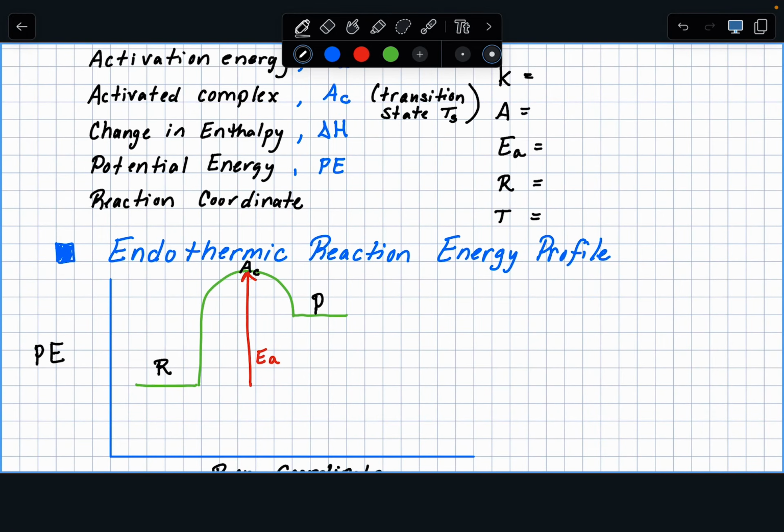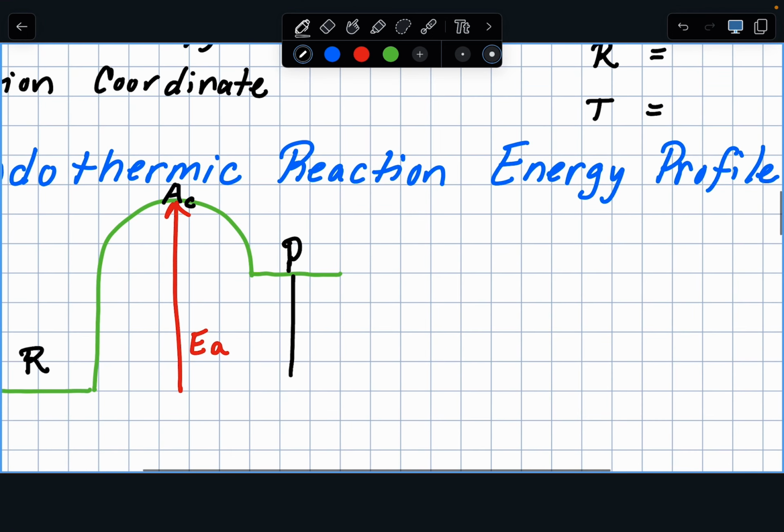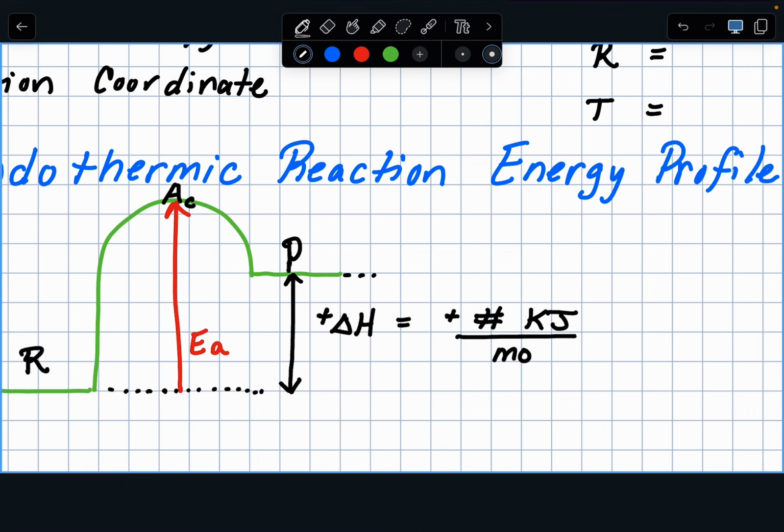All right, the next thing that you'll end up having to label is the change in enthalpy. And for an endothermic reaction, this is key that you go from the reactant's energy to the product's energy. And that's our change in energy. And that would be a positive value, usually in kilojoules per mole. So this is some positive number that you would have in kilojoules per mole. And that just means that energy is absorbed by the reaction.